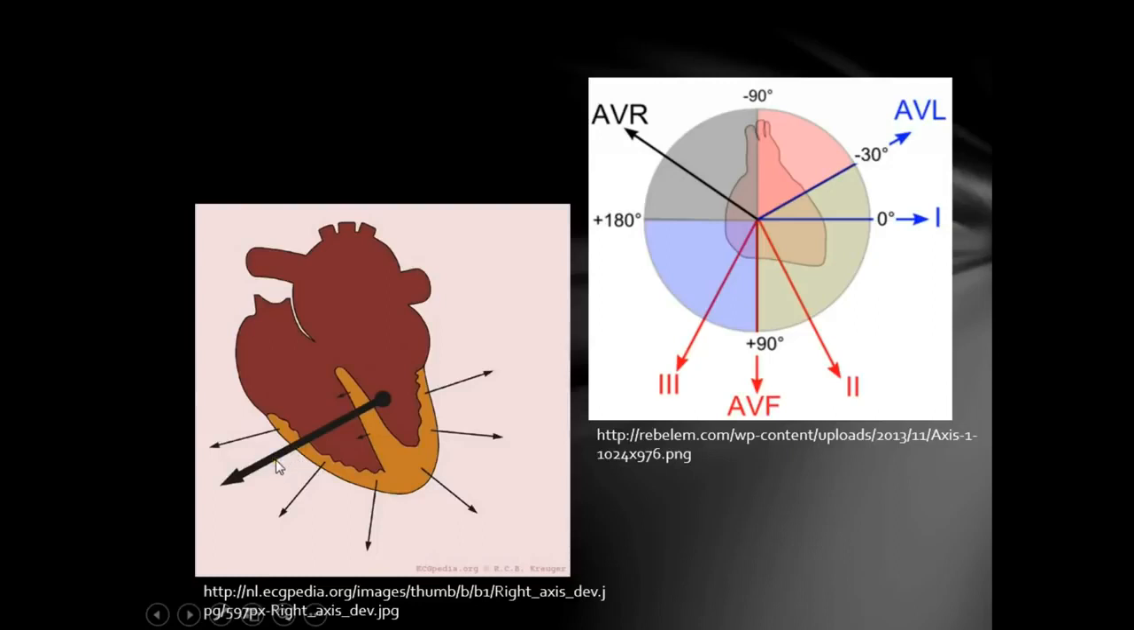On this drawing here, we can see a right axis deviation. And the right axis deviation is anywhere between positive 90 degrees to positive 180 degrees. So you can see here it's about 135 degrees.